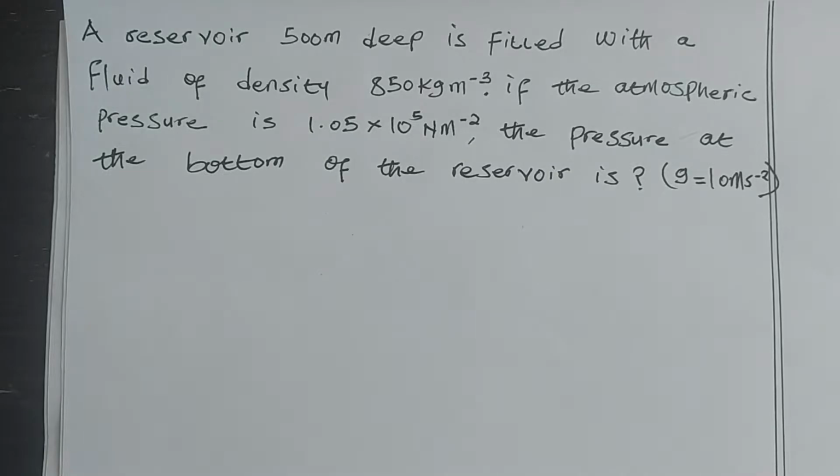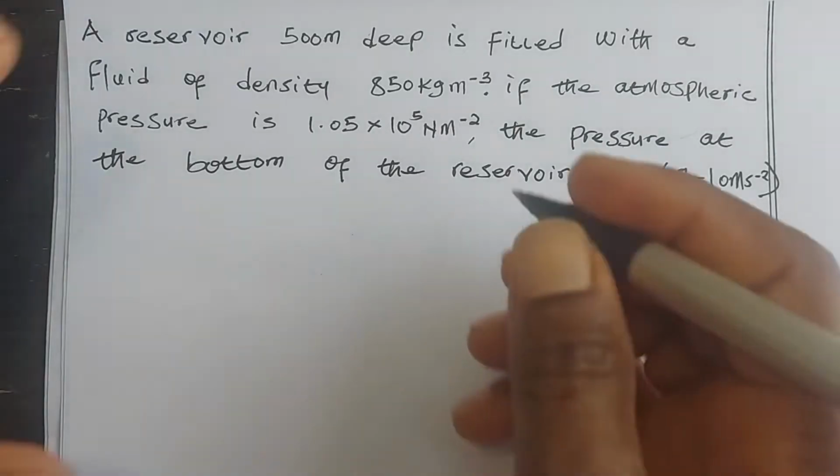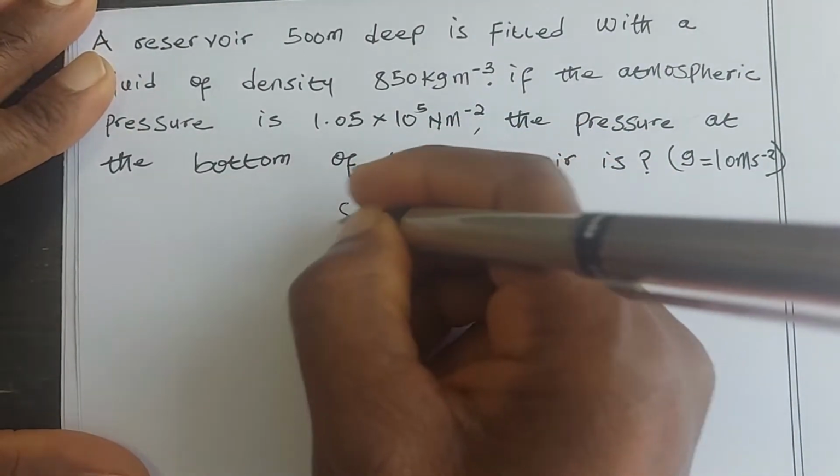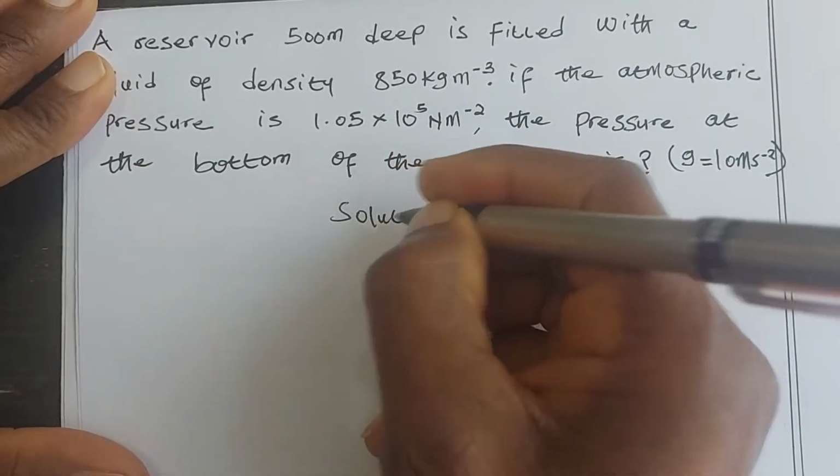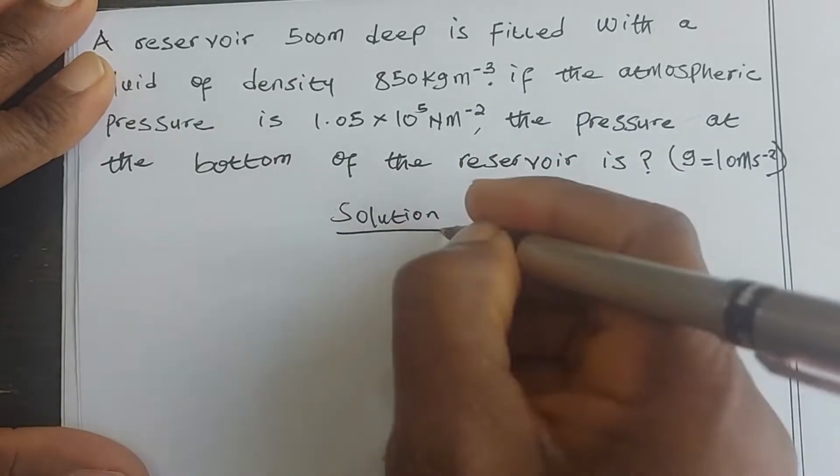Now, so we're looking for the pressure, and don't forget the parameters that we have in the problem. So we're going to take the parameters one after the other, and don't forget your G, that is your gravity, is 10 meters per second square. All right, so let's start. So solutions now. So let's start with this.